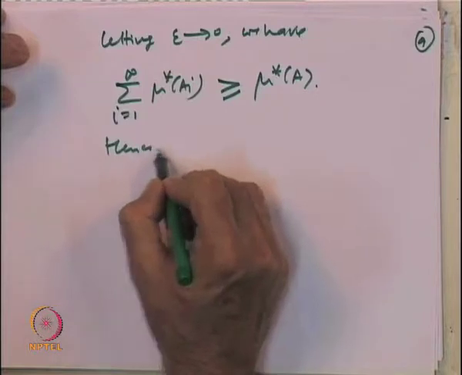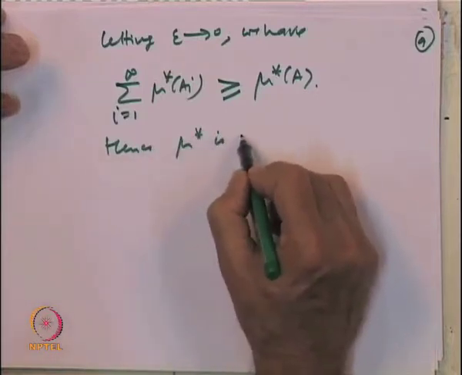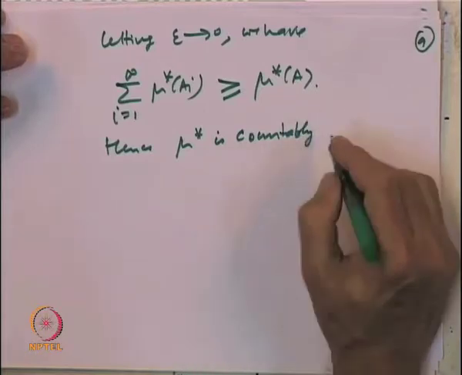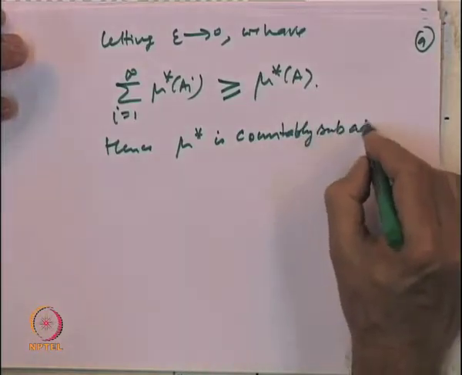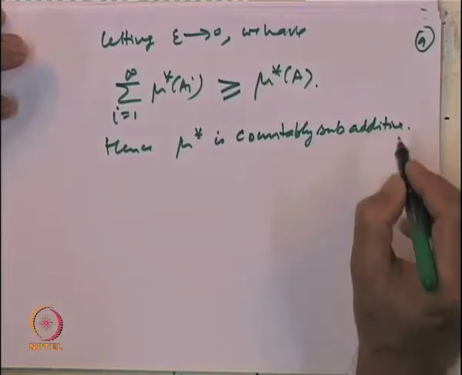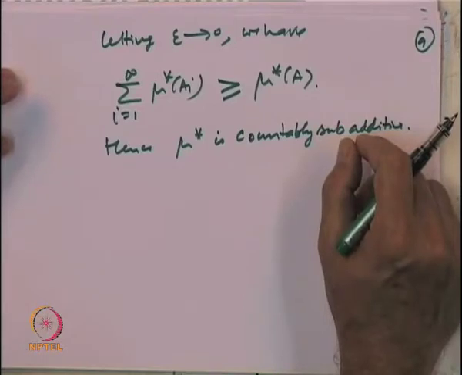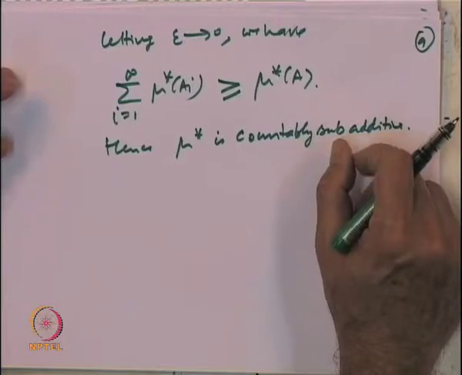hence mu star is countably sub-additive. So, that we have proved, it is countably sub-additive. I just want to go through the proof of this once again, because this is an important kind of analysis we will be doing again and again. So, let us just revise the proof once again, that mu star is countably sub-additive.